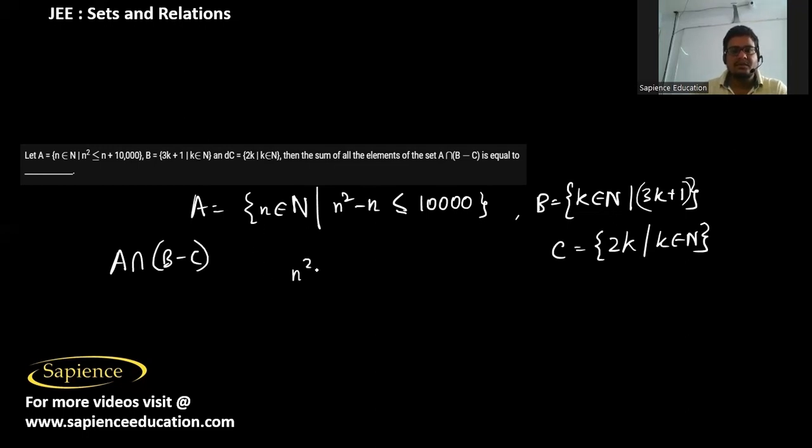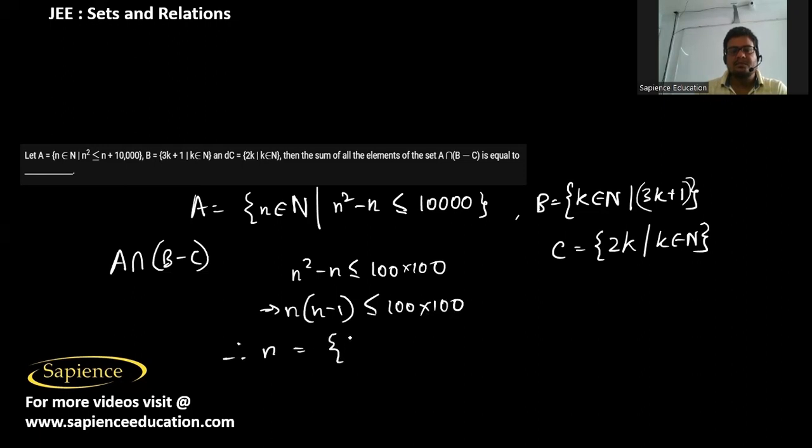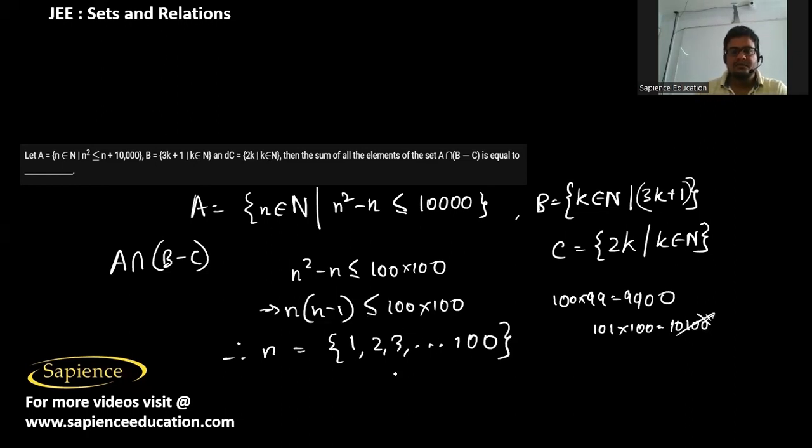So here n square minus n is less than or equal to 100 into 100, we can say. Therefore, this is n into (n minus 1), that is less than or equal to 100 into 100. So therefore n should be 1, 2, 3 till 100. Since 100 into 99 will be 9,900. But if we take 101, then it will be 101 into 100, which will be 10,100, which is more than 10,000. So till 100 it will go.